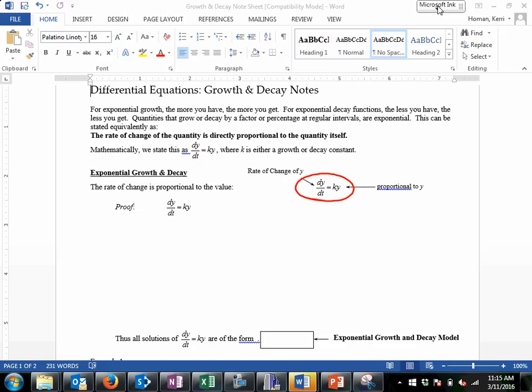We have a differential equation to solve, okay? So please follow along with me. We can divide the y over to stay with the dy and multiply the dt over.